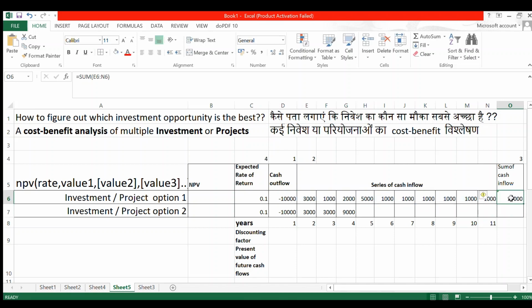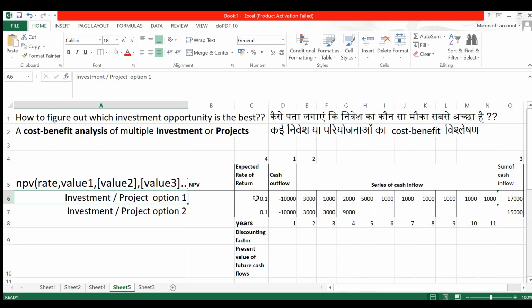You can see from project option 1, you are receiving 17,000 rupees. So you have invested 10,000 rupees and you are receiving 17,000 rupees. Let us check the cash inflows from project option 2. The total cash inflows from project option 2 is 15,000. Evidently, 2,000 rupees is more in project option 1. So you are confused about which project or investment option is the better one.